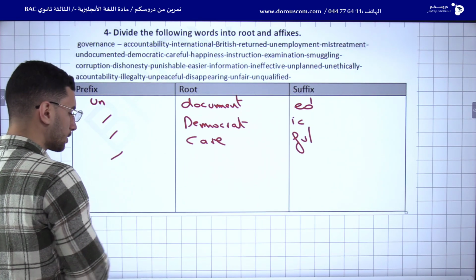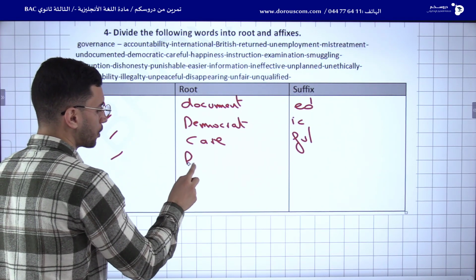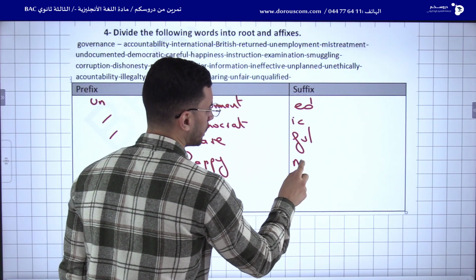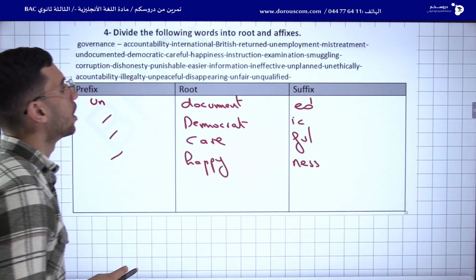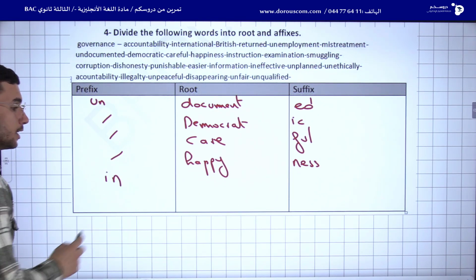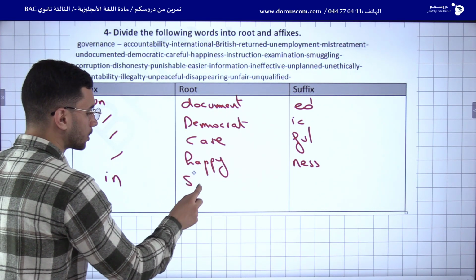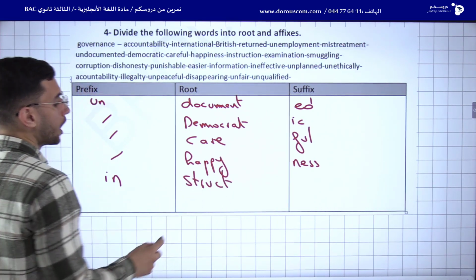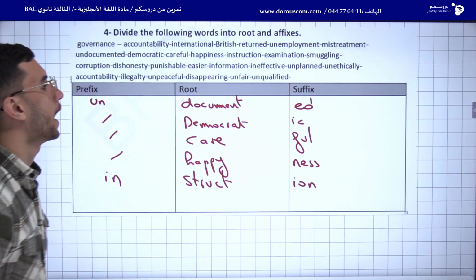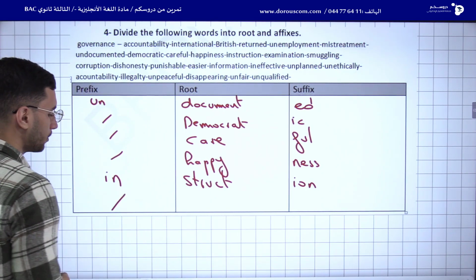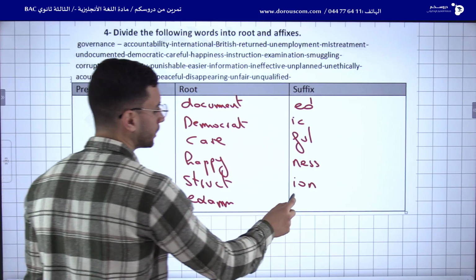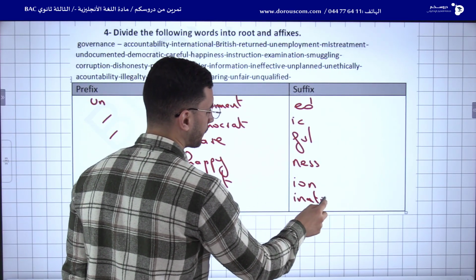We have also happiness. Okay, happiness has no prefix. The root is happy with y, and the suffix is ness. Instruction. Okay, very good. The root is struct, and the suffix is ion. Examination has no prefix. The root is exam, and ination is the suffix.